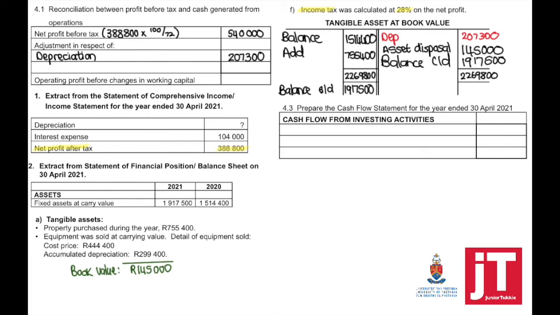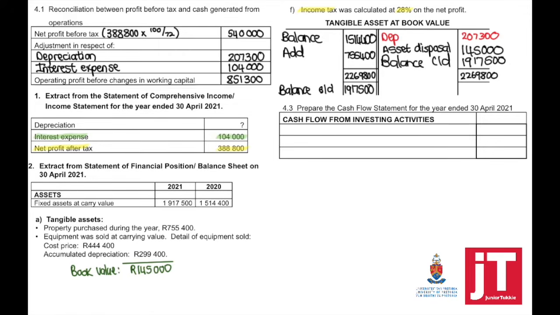The next item we need to eliminate is our interest expense, 104,000. Again, no brackets, it's an expense. It would have been subtracted on your income statement, so to eliminate that, we now need to add it. Now we can calculate the operating profit before changes in working capital: net profit before tax, plus the depreciation, plus my interest expense. Now, at the same time, we are going to complete the cash flow from investing activity.